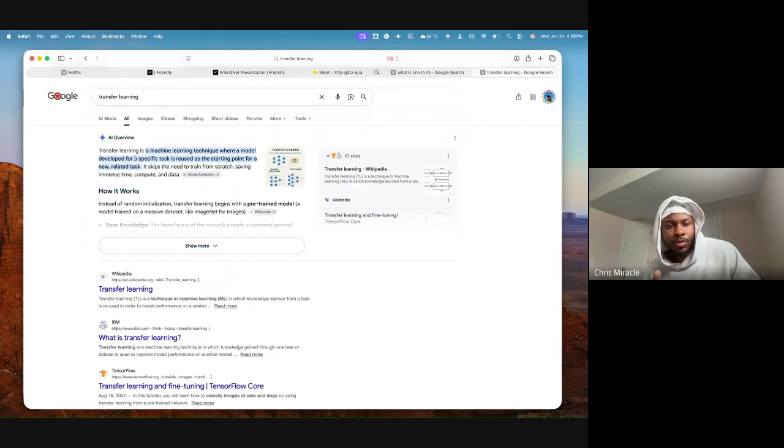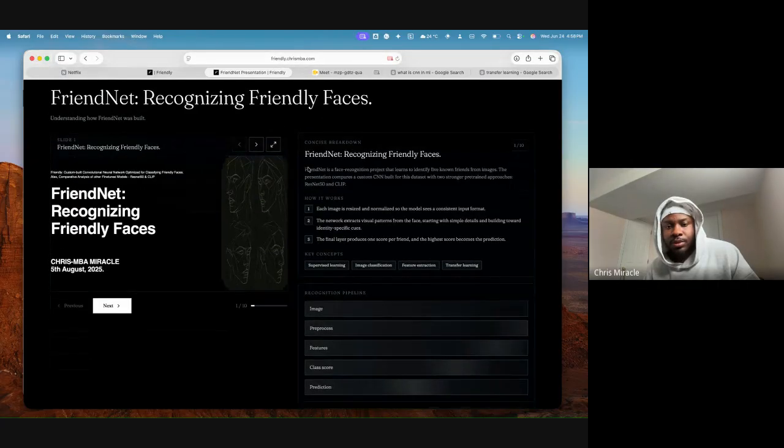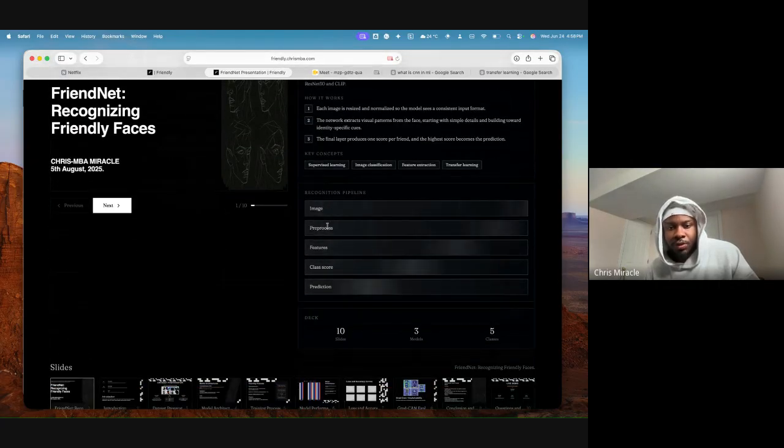So I used the models and replaced their classification head with mine because I needed 5 classes. I removed the original head and froze the other layers because I don't have the compute to train fully on ResNet or CLIP. Anyway, the presentation will give you a glimpse of what happened: image, preprocess, feature, class calls, and prediction.